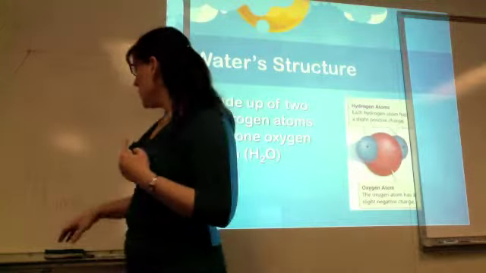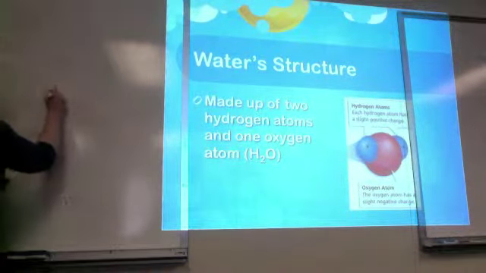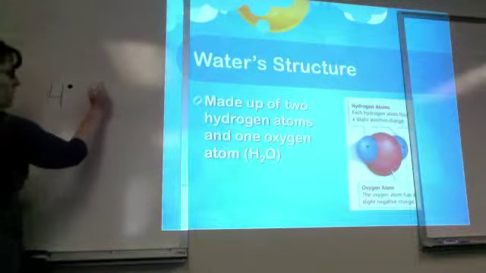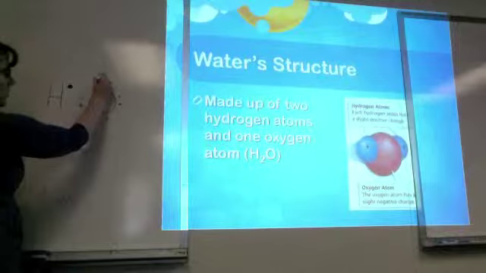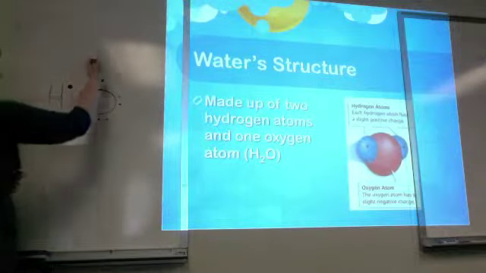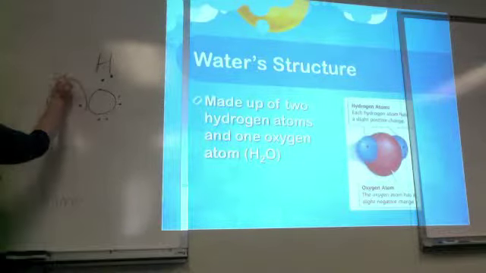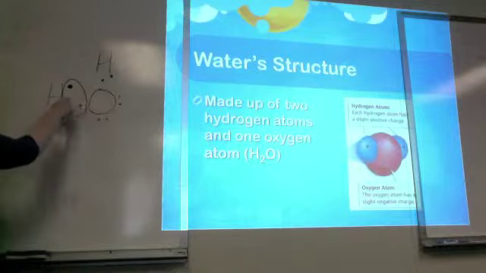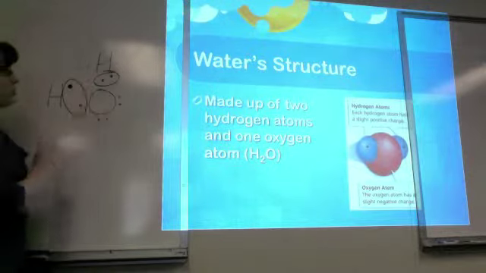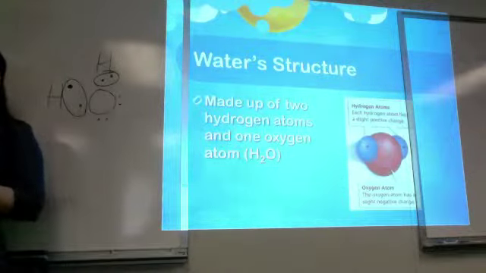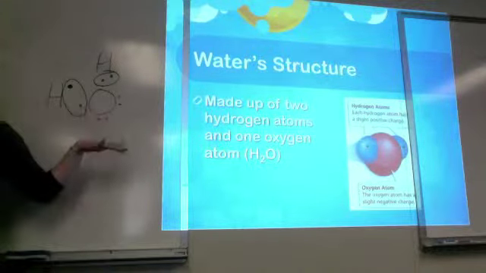So what you have is hydrogen with 1 electron. You've got oxygen with 1, 2, 3, 4, 5, 6 electrons. You've got another hydrogen here with 1 electron. So what they do is this hydrogen and oxygen share these 2 electrons. And this hydrogen and this oxygen share these 2 electrons. Because they're sharing and not just giving each other away, they don't become ions.